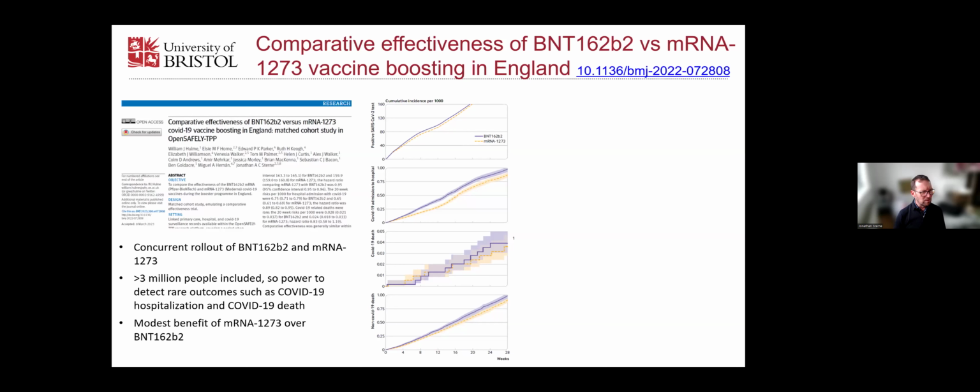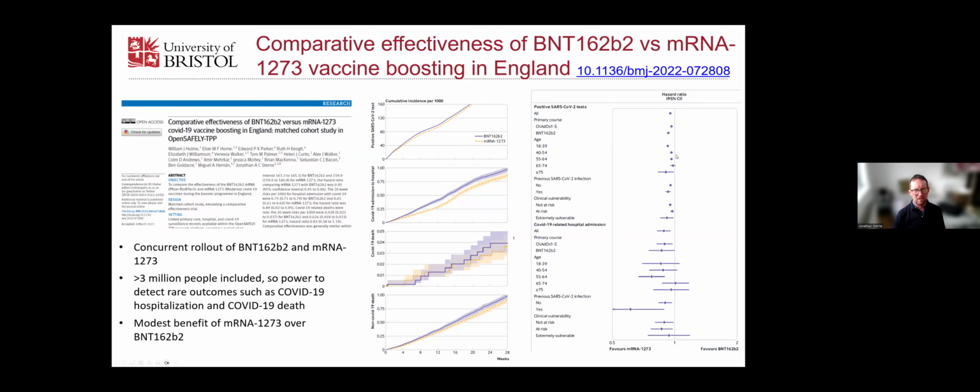These meta-analyses included more than 3 million people. And so you're able to do subgroup analyses that, for example, suggested that the relative benefit of Moderna over Pfizer was greater for people who had been initially vaccinated with Pfizer than for people who'd been initially vaccinated with AstraZeneca.